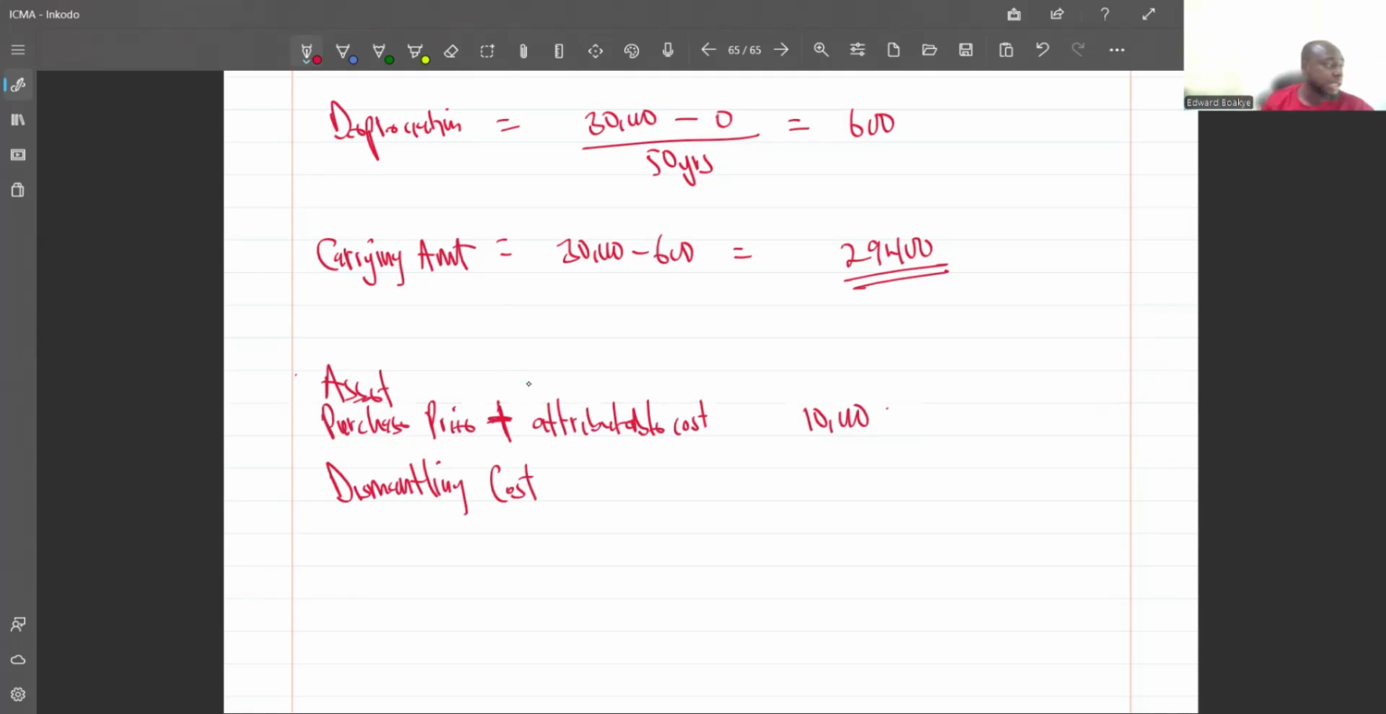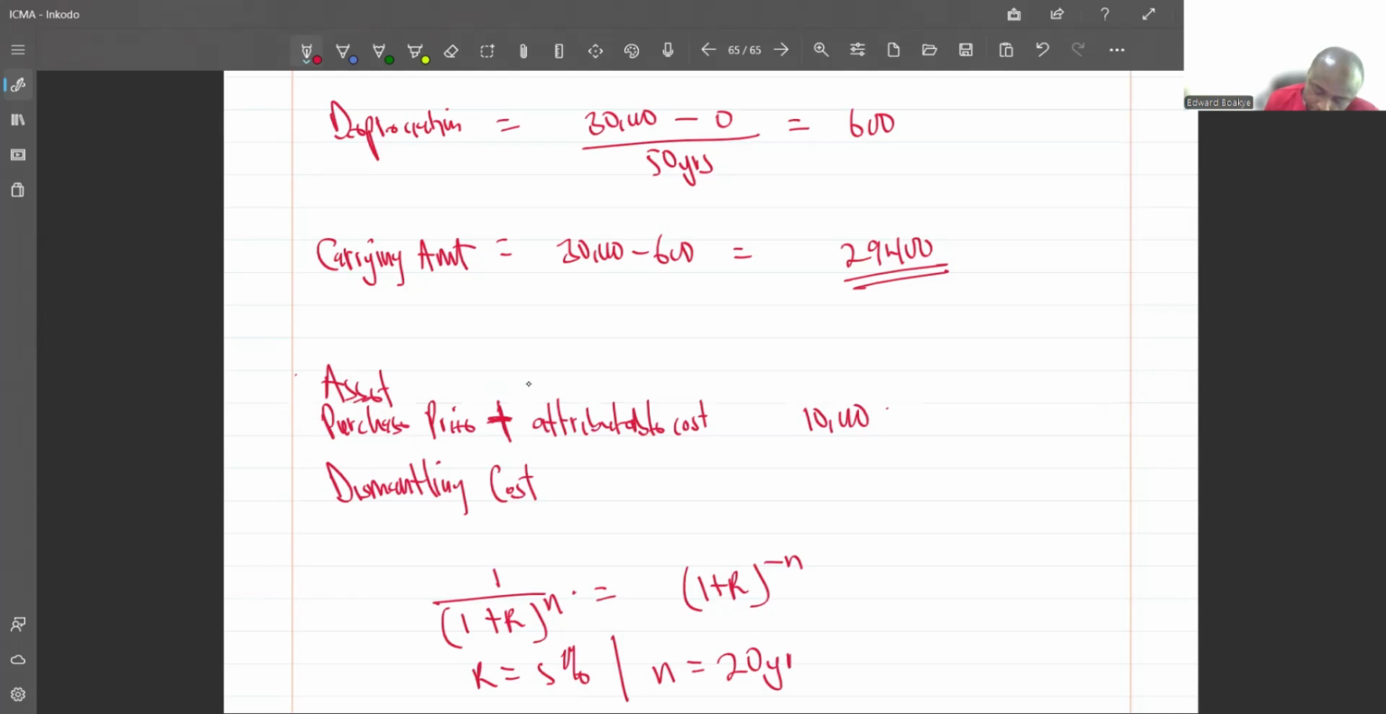If we are bringing something to the present, the factor to use is 1 over 1 plus r raised to the power n. And the n is the useful life. N is the life of the asset, right? Here, we can also decide to use 1 plus r raised to the power negative n. It is the same. Good. Now we know our r to be equal to 5%, and then n is equal to 20 years.